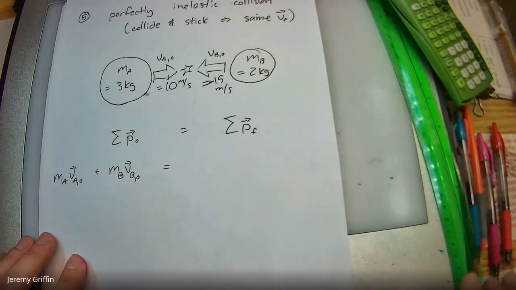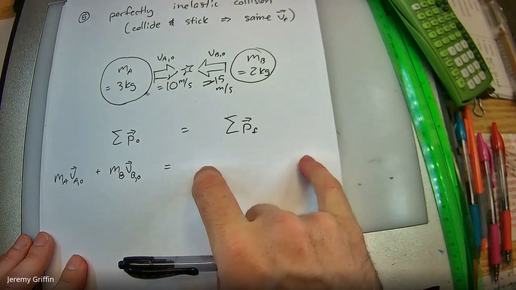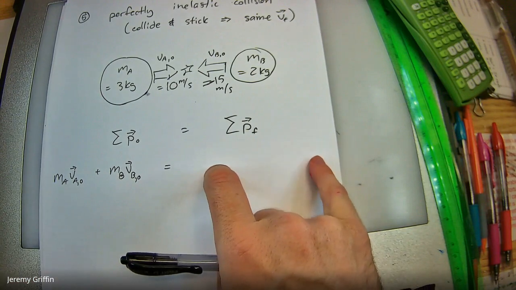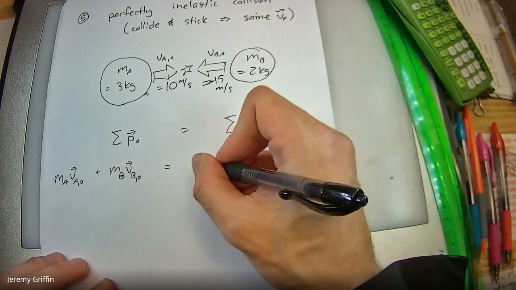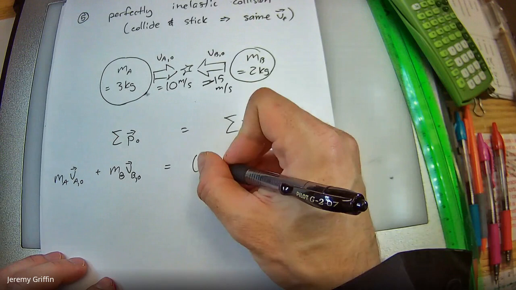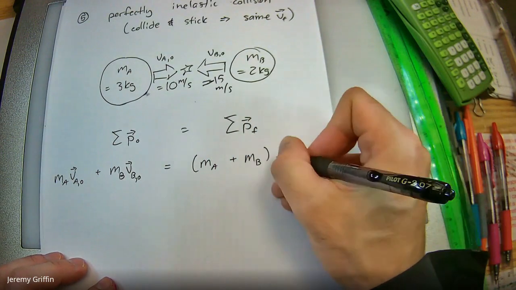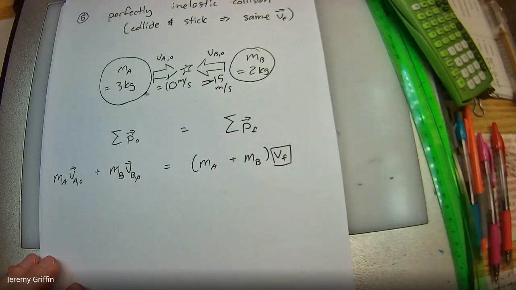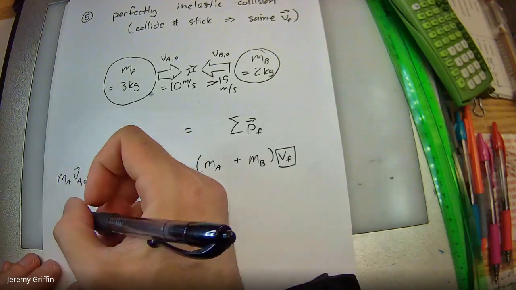Equals. Now I could finish this off with just the general equation, MAVAF plus MBVBF, but if VAF and VBF are the same, you can just factor that out. So let's just jump to the next step, or you might even just start from thinking about this, that they would be effectively like one giant mass moving at some common final velocity, right? Doesn't that have to be the case for perfectly inelastic? Let's plug some numbers in, see what happens.